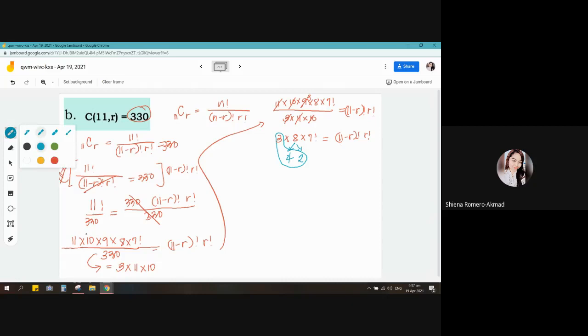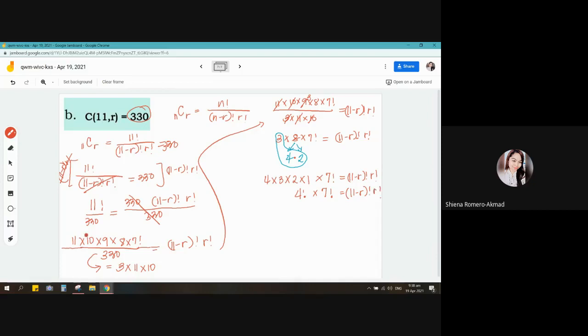So we'll get 4 times 3 times 2 times 1. Wala na to kasi naging 4 times 2 na siya. Times 7 factorial, which is equal to 11 minus r factorial times r factorial. So, na equivalent nito in factorial, this will be 4 factorial times 7 factorial, which is equal to 11 minus r factorial times r factorial.